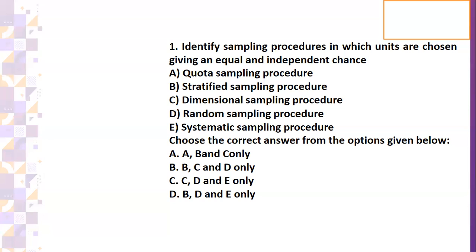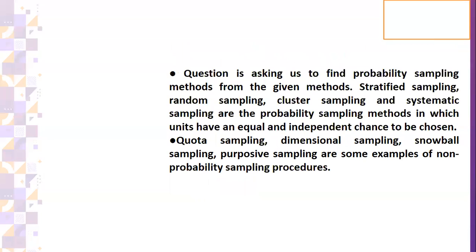So let's see the options. Option A is stratified sampling procedure, then we have random sampling procedure, and then systematic. Quota and dimensional are not a part, because quota has some restrictions. Dimensional also has some additional provisions or restrictions. So it is only probability sampling that has the units with an equal and independent chance to get selected, to get shortlisted. Now we have the explanation for the same.